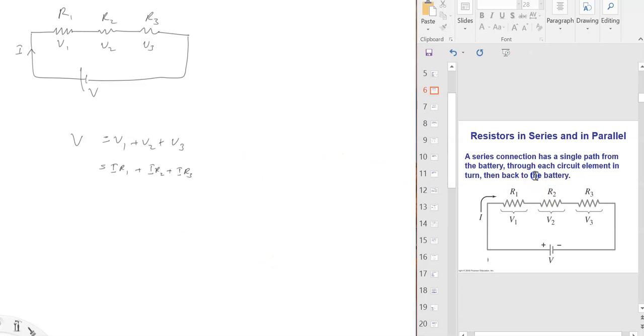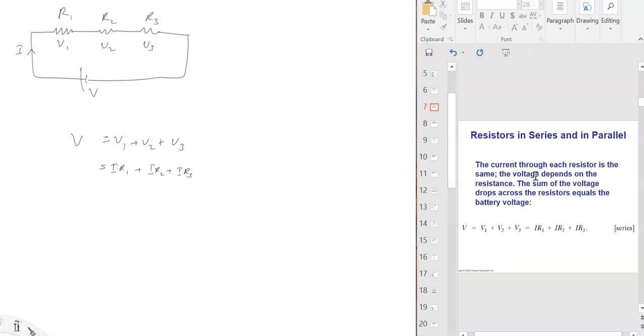So let's go back to that. And this is equal to the supply voltage. So this is another thing to remember. Same current, the voltages add up, and if you multiply the current by each resistance, that gives you those individual voltages. Let's see what's next.